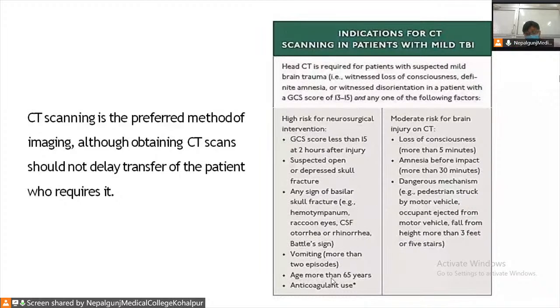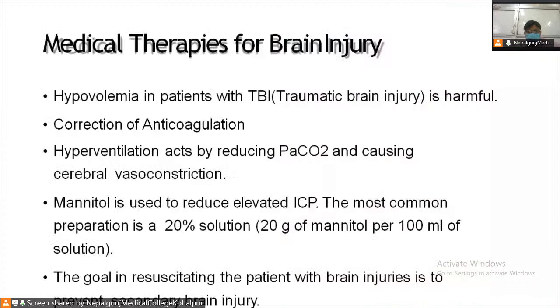And if there is vomiting, if the patient is over 65, or if the patient is using anticoagulants, then we need to do the CT. Otherwise, in case of moderate risk for the brain, such as loss of consciousness for more than 5 minutes, amnesia before impact, and a dangerous mechanism such as a pedestrian struck by a motor vehicle, the CT might be needed. Now, what we need to do in case of brain injury is to prevent hypovolemia.